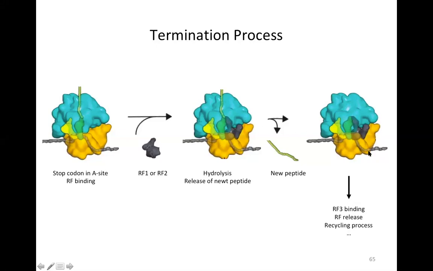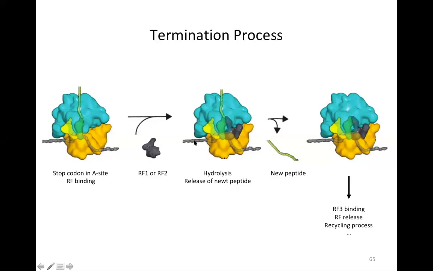And then this whole process goes into the release process and recycling process. Okay, so we want to understand this. And the funny thing here is that both RF1 and RF2 are in a compact conformation. They're too compact to reach the peptidyl transferase center, which is 73 angstroms away. The compact structure is only 23 angstroms in size.